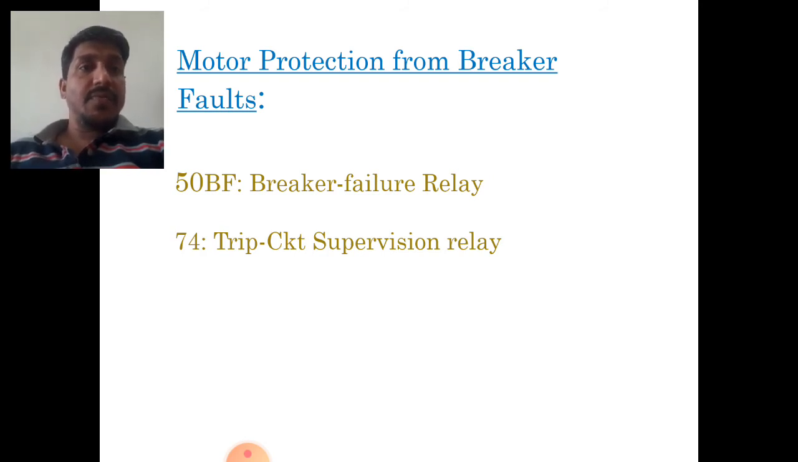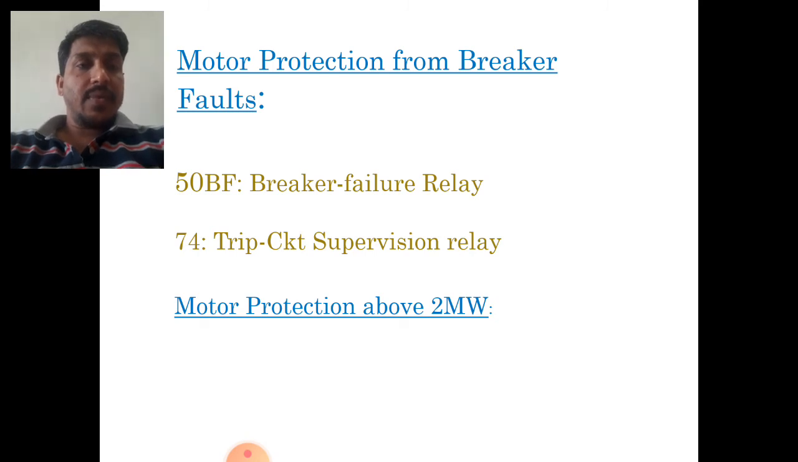So if there is a fault in your breaker mechanism, 50 BF will identify this fault, okay, and it won't allow the motor to start. Since there is a fault inside the breaker, it will not allow the motor to start, okay. And second is a trip circuit supervision relay. It will supervise the tripping circuits of your circuit breaker.